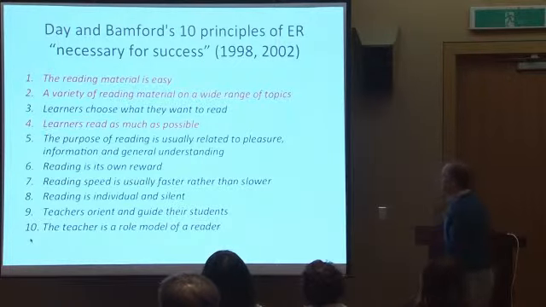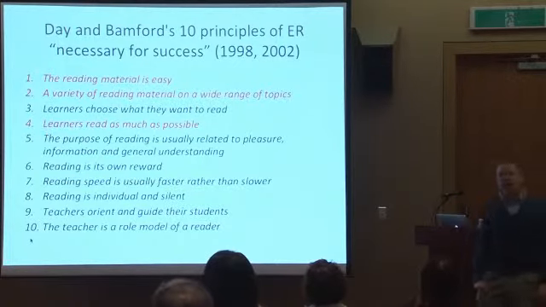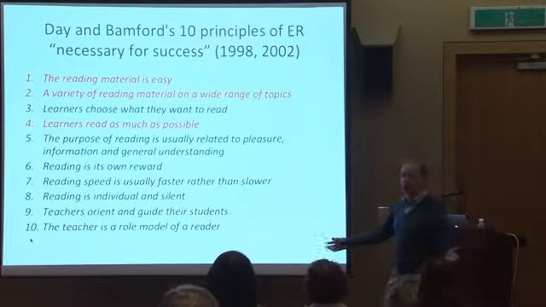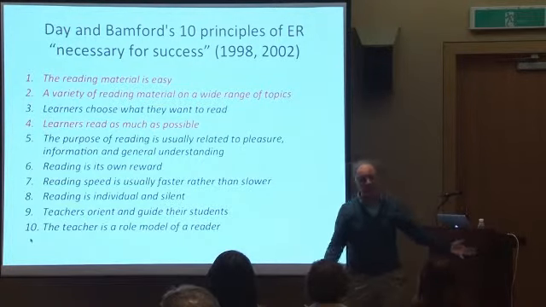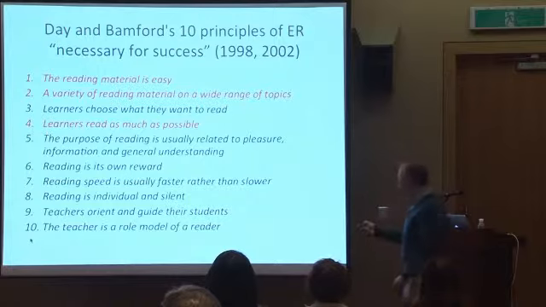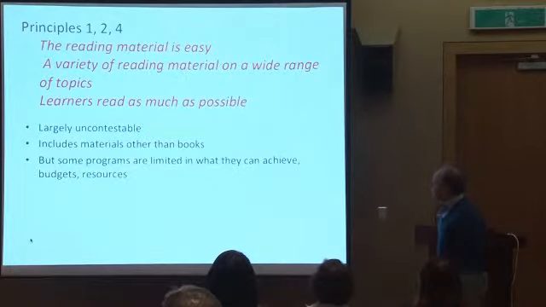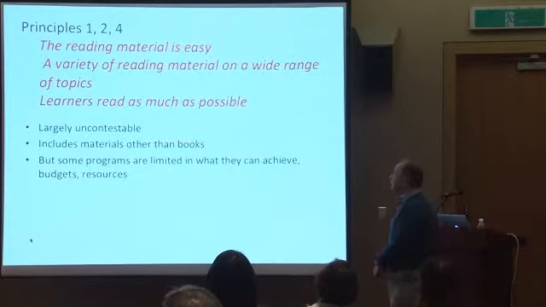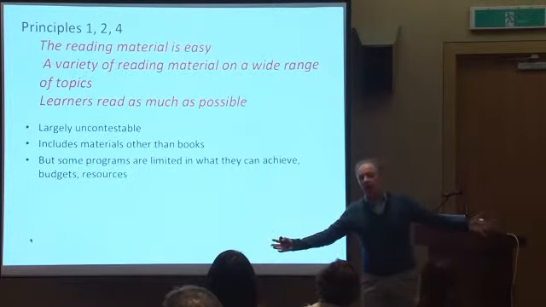So let's have a look at them. The ones in red, basically, I think we can all agree with in almost any definition of extensive reading. Yes? And let's go through them. Those are the red ones. Reading is easy. Variety of reading material on a wide range of topics. Learners read as much as possible. I don't think anybody can disagree with that.